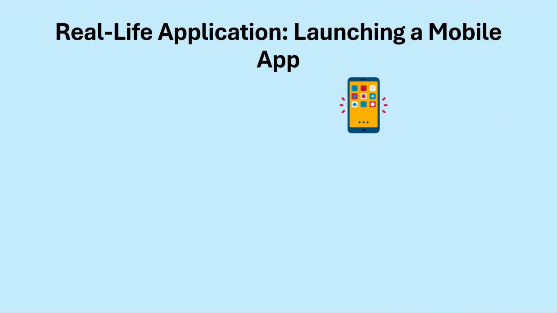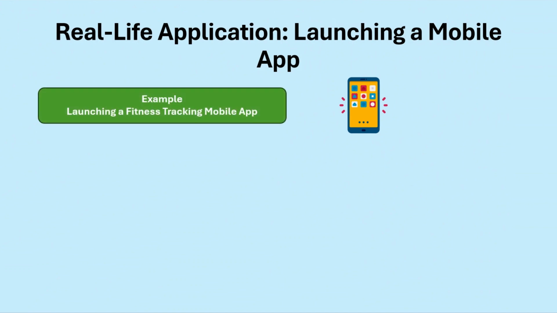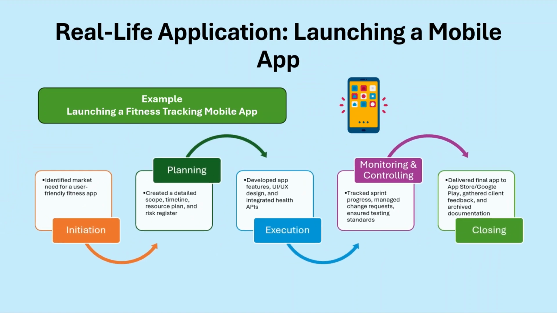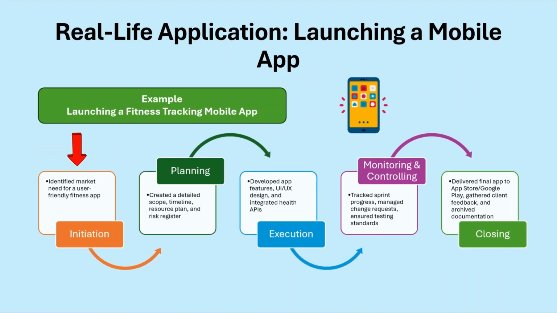Let's now look at how the project management life cycle works in a real-world example, launching a fitness tracking mobile app. In the initiation phase, the team identified a market gap for a simple, user-friendly fitness app. Then in planning, they developed the project scope, timeline, resource plan, and identified potential risks. Moving into execution, they began building the app, developing features, designing the UI/UX, and integrating health APIs. During monitoring and controlling, they tracked sprint progress, handled change requests, and ensured everything met testing standards.